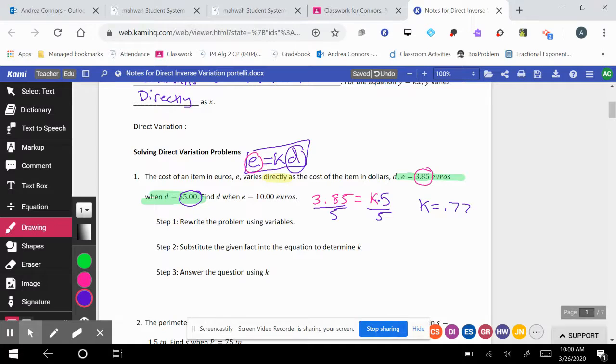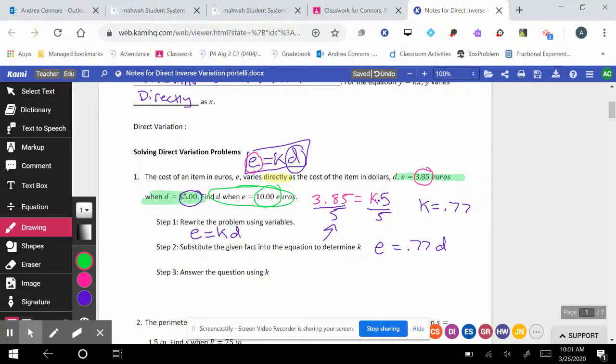So rewrite the problem using variables. That's this, E equals k times D. Substitute the given fact into the equation to determine k. So we did that up here. And our new equation is then E equals 0.77 times D, meaning that each dollar is 77 cents to the euro. And answer the question using k. So this is the actual question right here. So find D when E equals 10 euros.